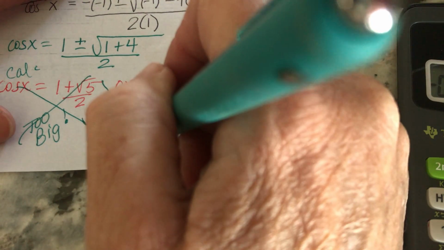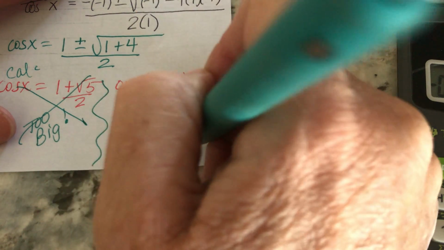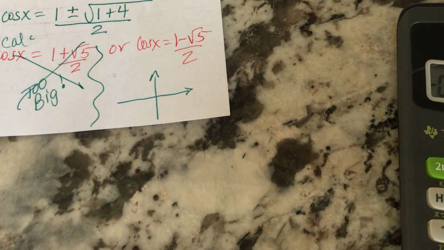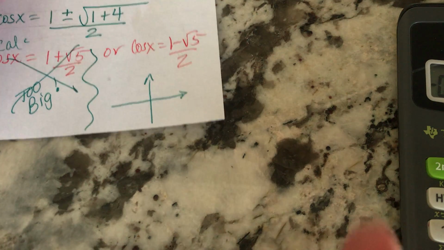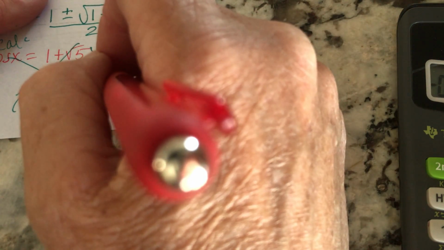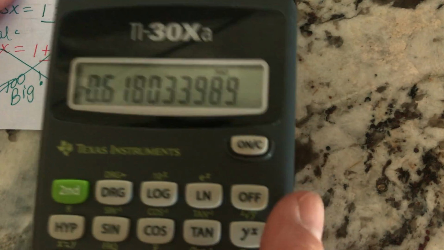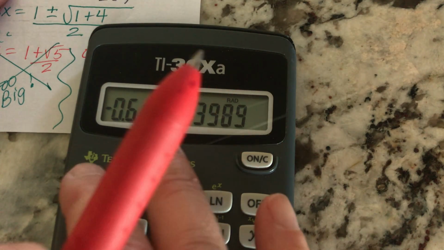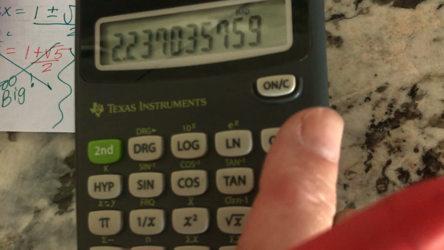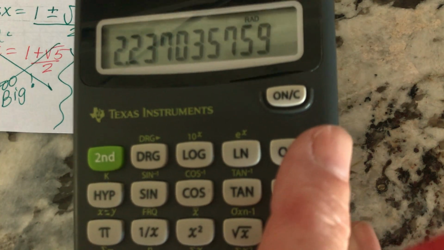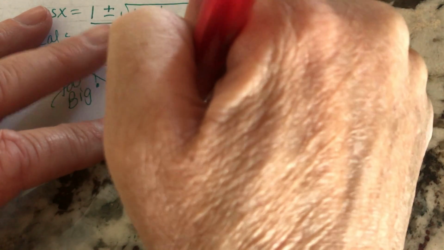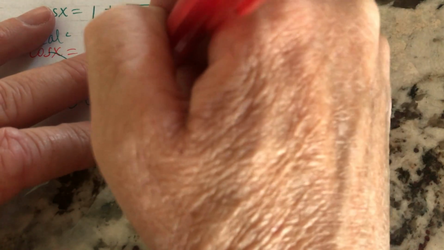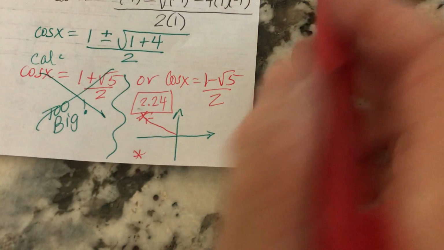Okay, now here's what I want you guys to realize. Since it's a negative value, cosine could happen when it's negative. It could happen here or here. There's 2 possible answers. Ready? So we're still in radian mode. We're going to hit second cosine. We get 2.237. I'm going to round that to 2.24. So 2.24 is going to be this first answer. There's our first answer.